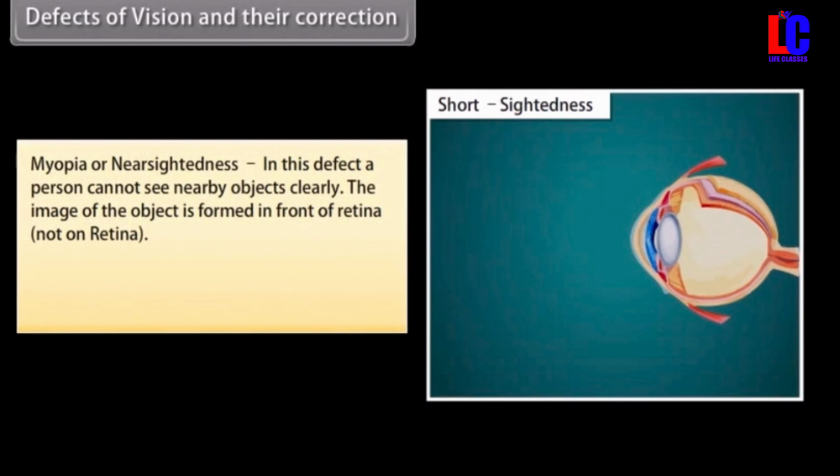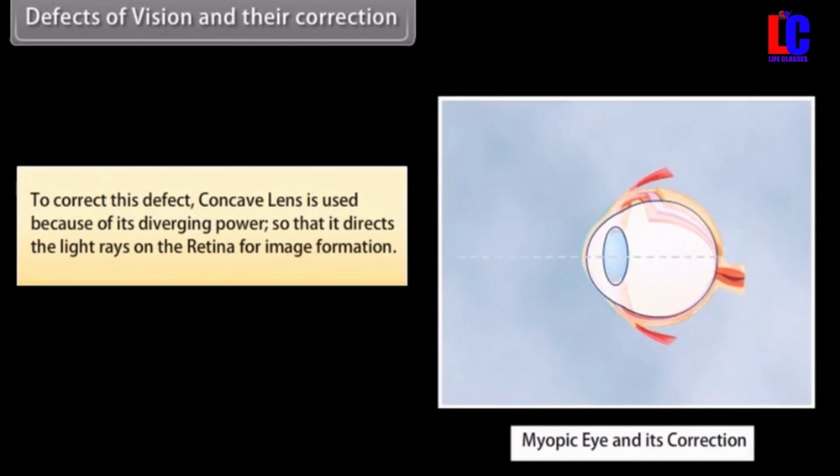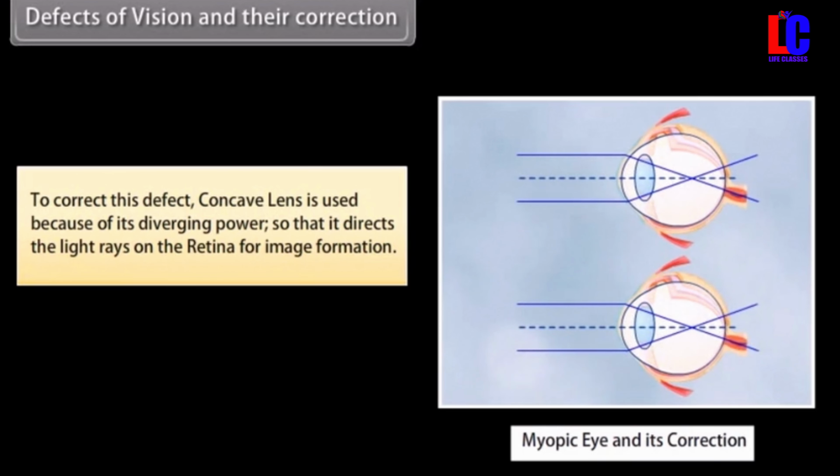Myopia or nearsightedness. In this defect, a person cannot see distant objects clearly. The image of the object is formed in front of the retina. It is caused either due to elongation of the eyeball or due to excessive curvature of the eye lens. To correct this defect, a concave lens is used because of its diverging power, so that it directs the light rays onto the retina for image formation.